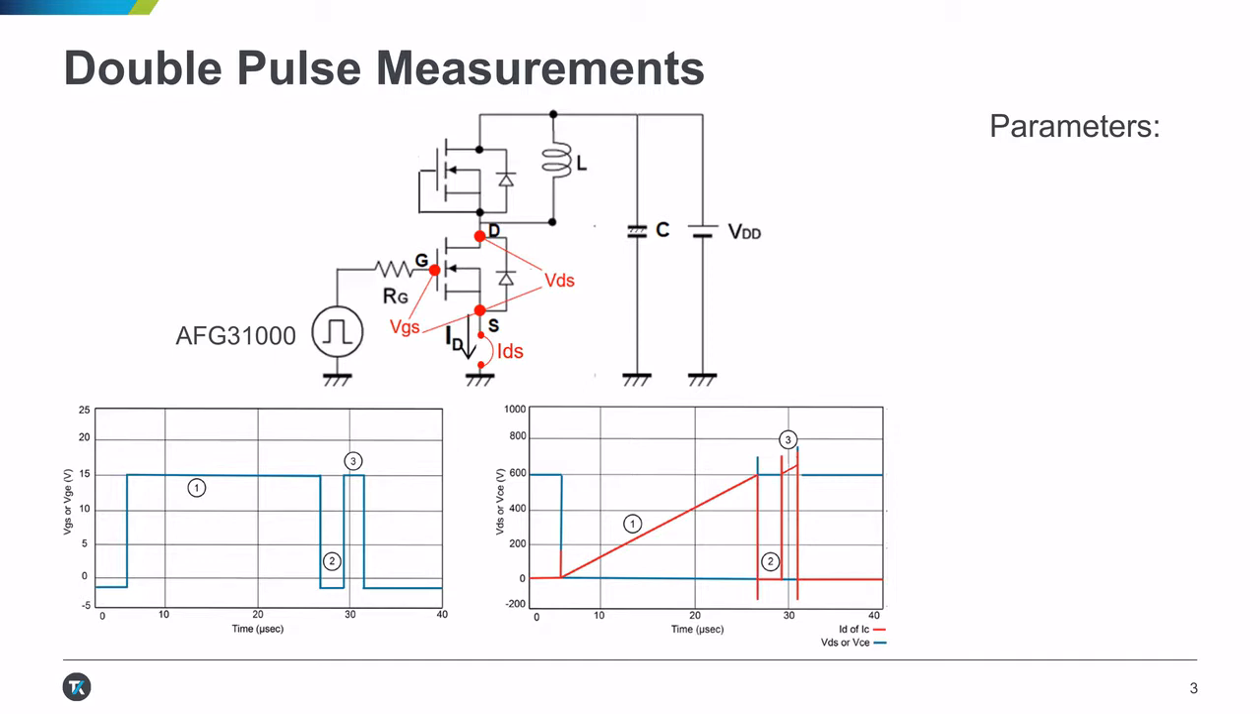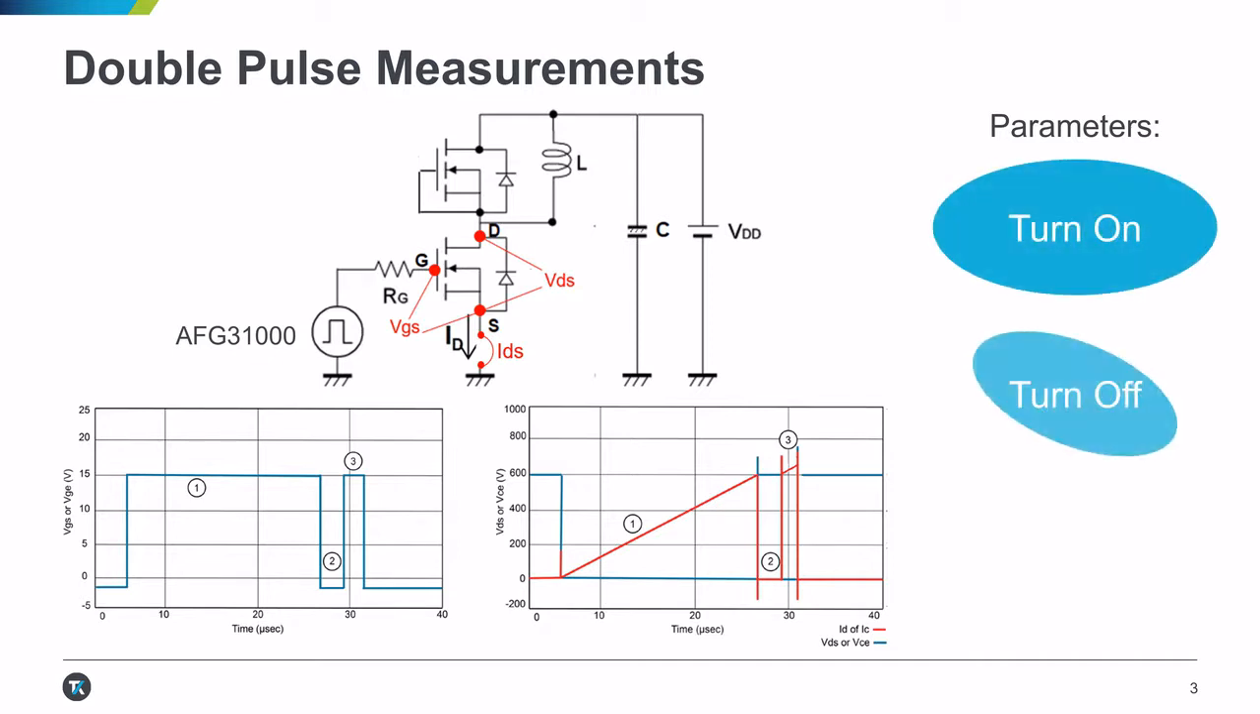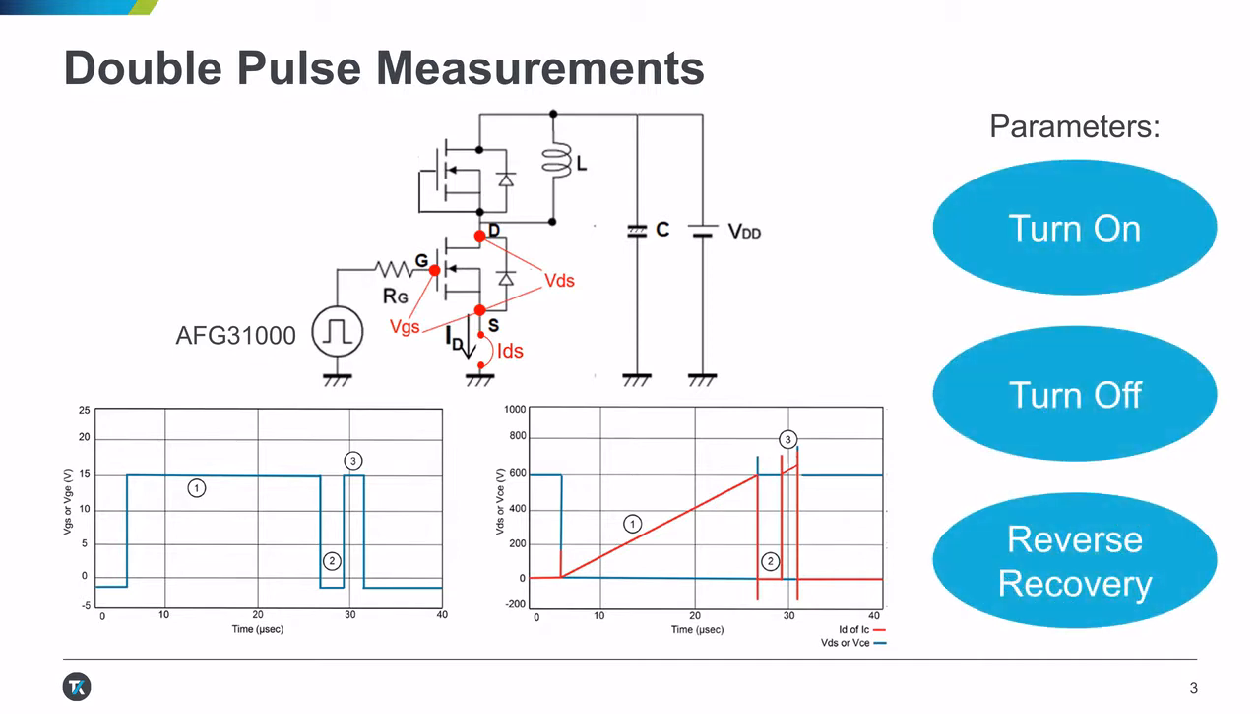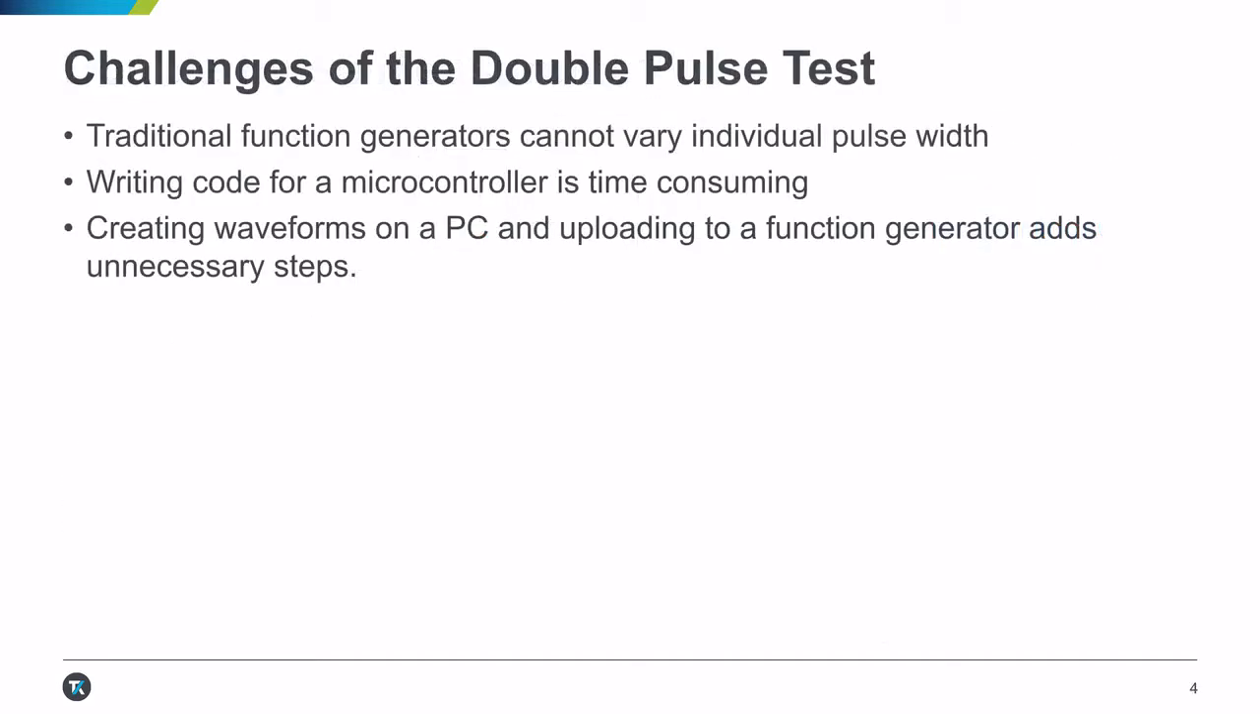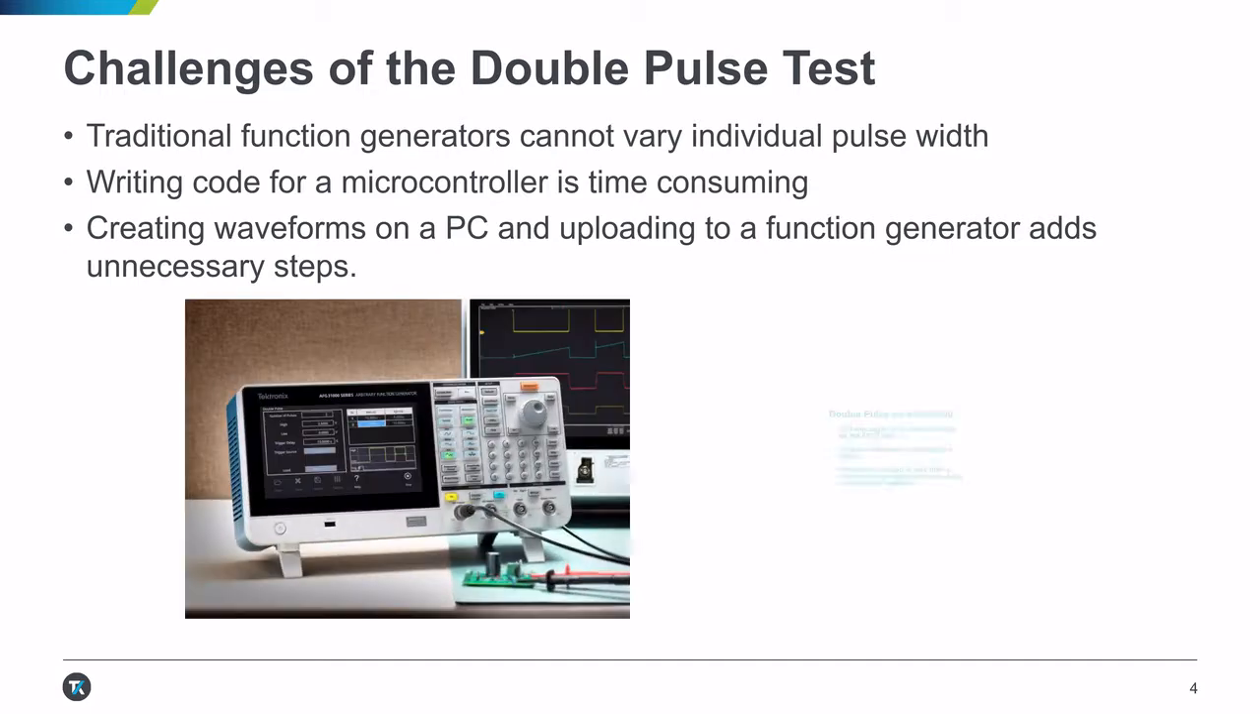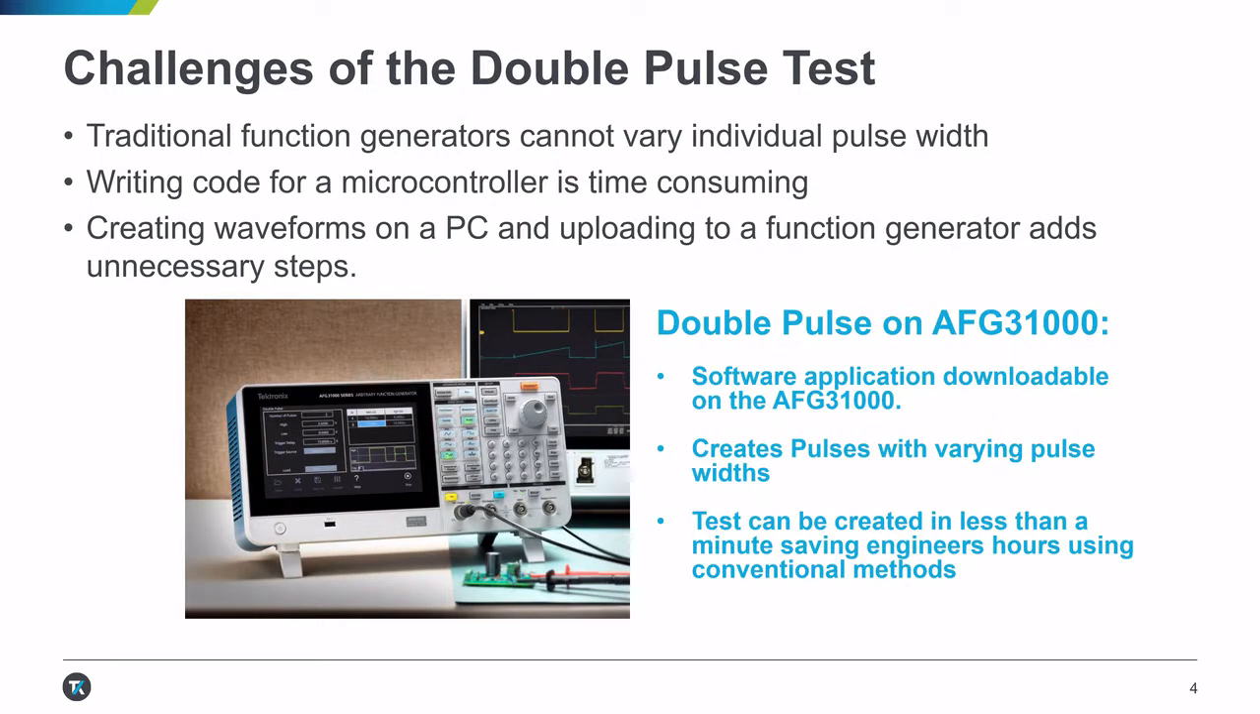The oscilloscope is used to extract the timing and energy loss parameters from the waveforms, such as turn-on, turn-off, and reverse recovery parameters. One of the challenges of conducting the double pulse test is setting up the pulses. Traditional methods cannot vary individual pulse width or are time-consuming and complicated. The double pulse app provides a quick and convenient way to program the pulses right on the unit. The software is downloadable and users can create their custom pulses in less than a minute.